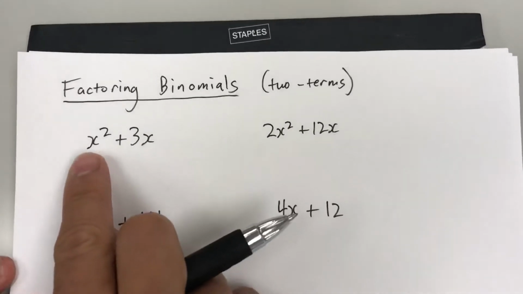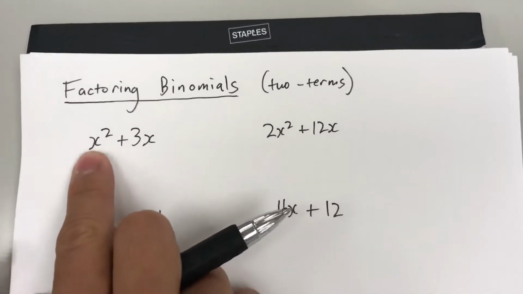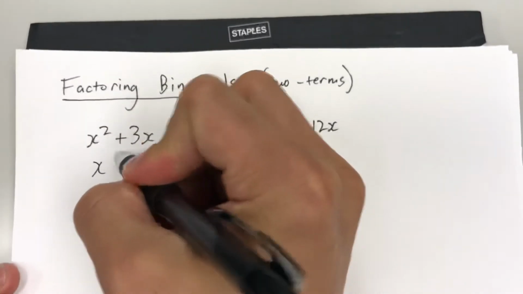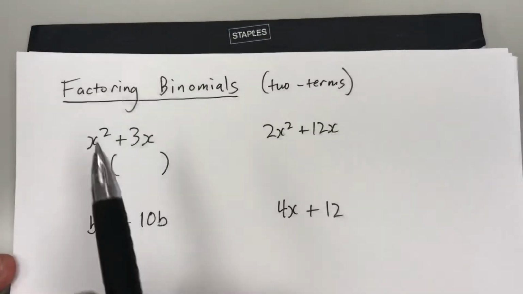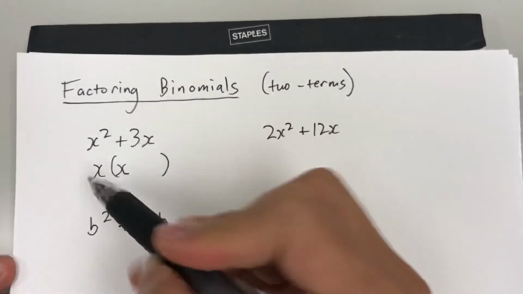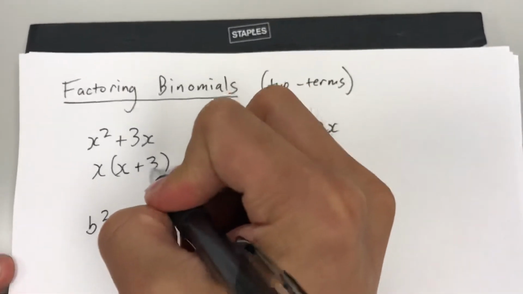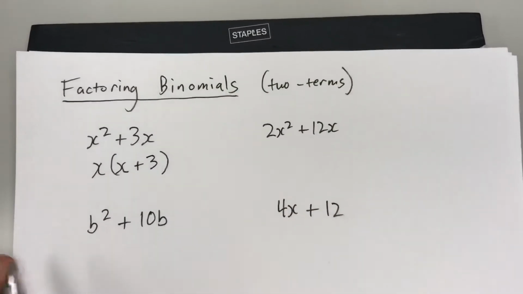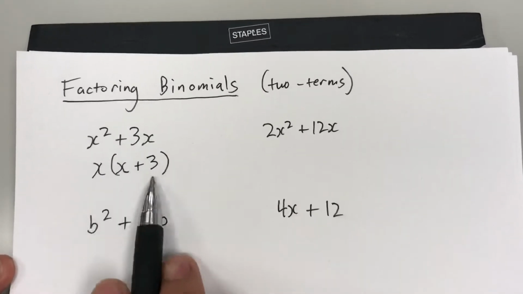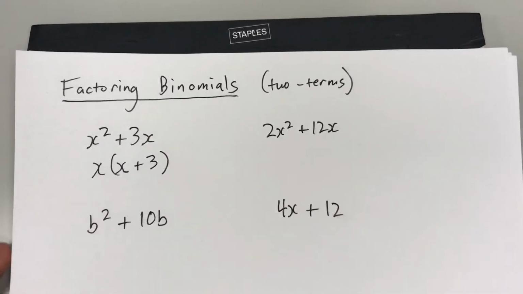Okay, so in this case, you have x squared plus 3x. You see an x here and an x here. They both have an x in common. Therefore, we can actually take out the x and leave what's behind. So x squared divided by x is going to simply leave you with x, and 3x divided by x is simply going to leave you with 3. You could always double check your work by redistributing to make sure that this is correct, right? x times x is x squared, x times 3 is 3x. And there we go, that's the first example.